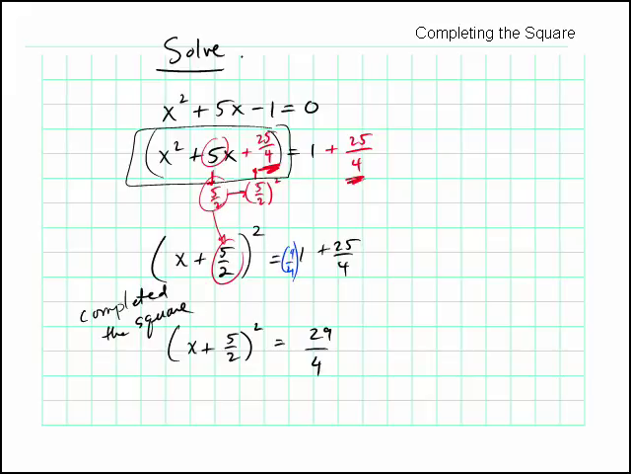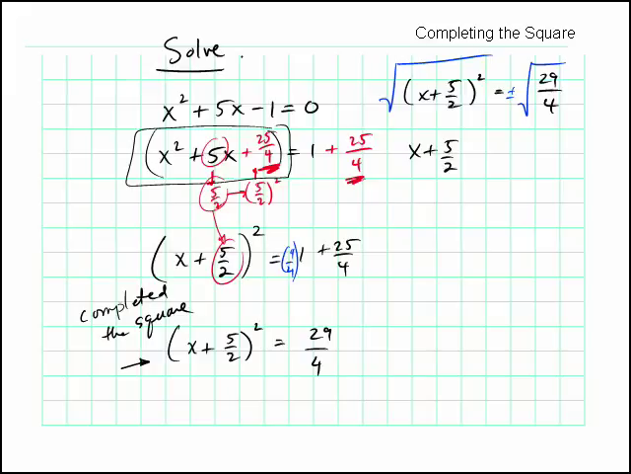I can now solve this equation by taking the square root of both sides, which I will do up here. Square root of both sides. Don't forget the plus or minus sign. On the left side, we have x plus 5 halves. And on the right side, we have plus or minus square root 29 over square root 4. I used my quotient rule here and wrote that as two radicals. I do know what the square root of 4 is. It's 2. So x plus 5 halves is equal to plus or minus square root 29 over 2.